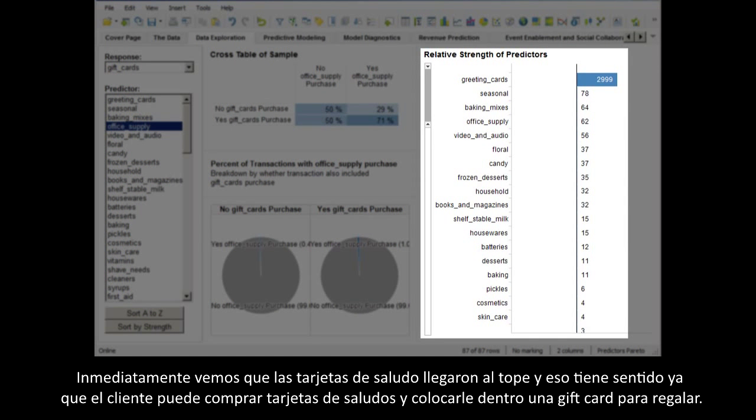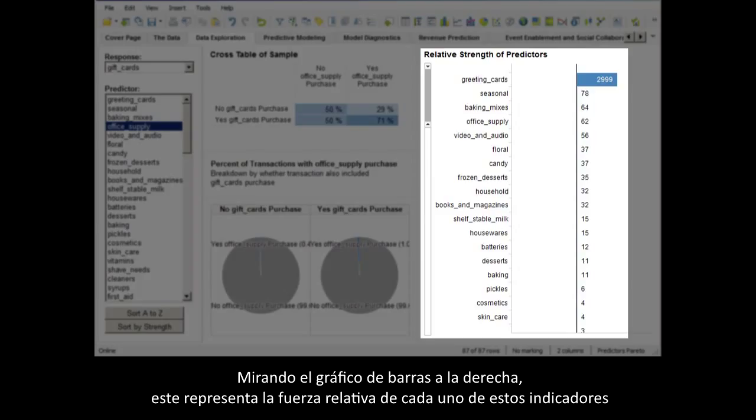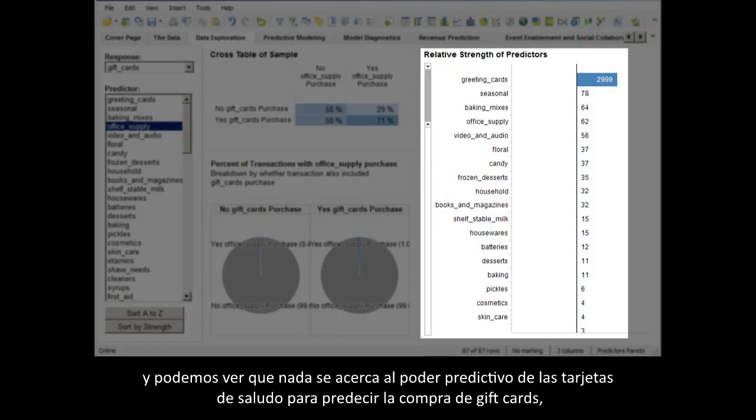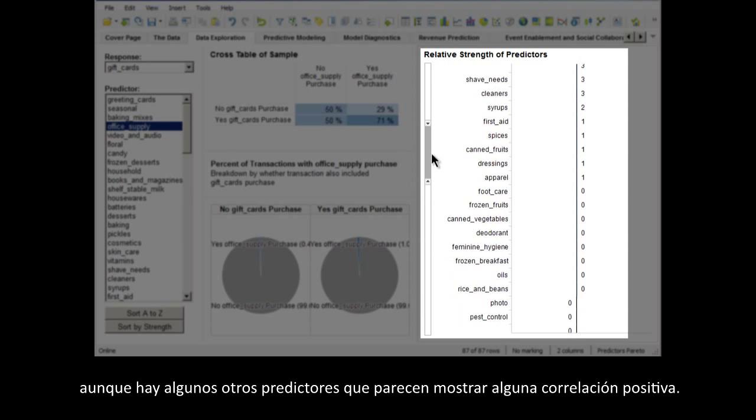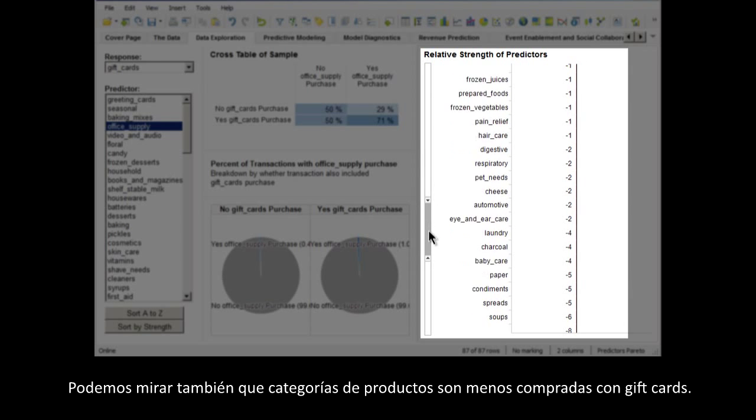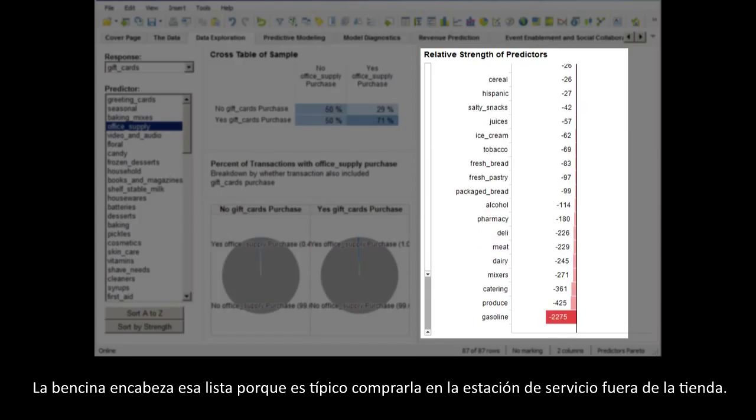Immediately, we see that greeting cards comes to the top, and this makes sense since a customer may buy a greeting card, then stuff it with a gift card to give as a gift. Looking at the bar chart on the right, this represents the relative strength of each of these predictors, and we can see that nothing else comes close to the predictive power of greeting cards in predicting gift card purchases. But there are a number of other predictors that seem to show some positive correlation. We can also look at what categories of products are least often purchased with a gift card. Gasoline tops that list because it's typically purchased at a station outside of the store.